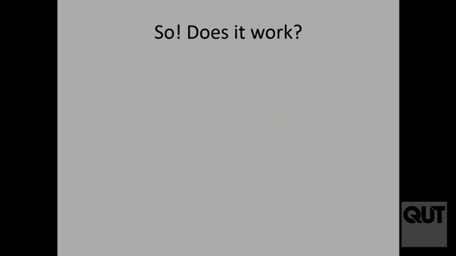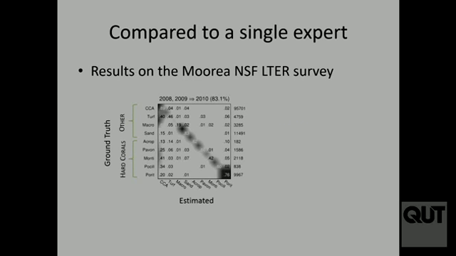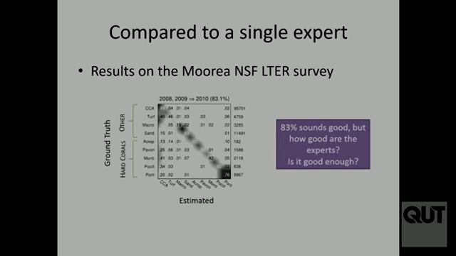So does it work? Well, the database that we were working on at the time is a marine survey from Moorea. It's actual survey data. They collect about 1,000 images per year, which is a fairly normal size image database. And we got around 83% accuracy on that database. We thought, okay, that sounds pretty good. But for a lot of these coral classes that you might be interested in, the accuracy is actually not that high. So I asked myself, well, it sounds good, but how good are the experts? What is good enough, so to speak?